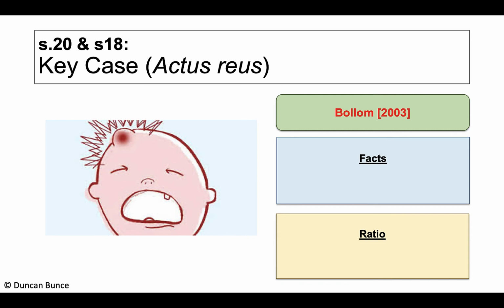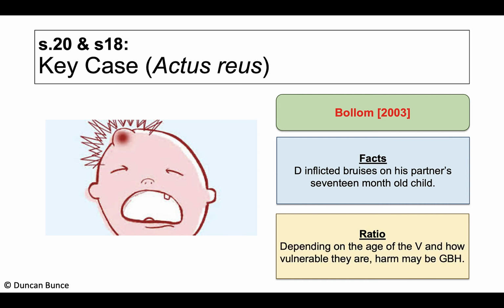Section 20, Section 18, another shared case for actus reus is the case of Bollum. Do look out for this. The defendant inflicted bruises on his partner's 17-month-old child. What's the ratio then? Well, depending on the age and indeed the vulnerability of the victim, what might be a relatively trivial or lesser offence, a lesser injury for somebody, could be certainly a lot more serious.